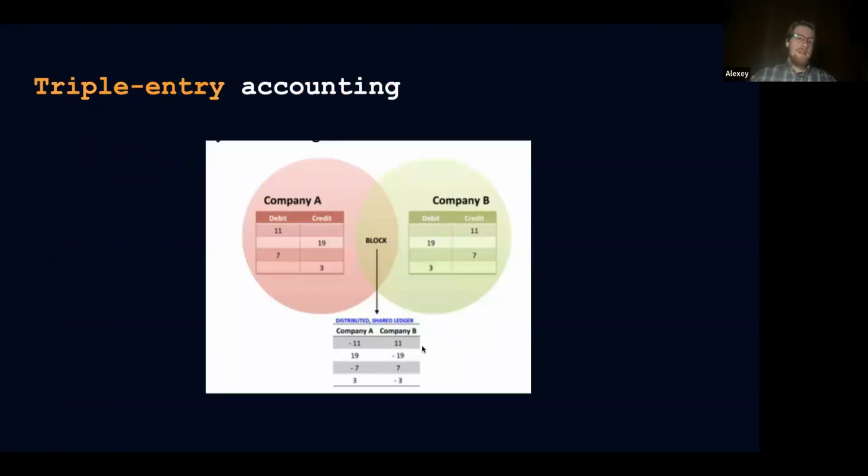Now, since we are talking about transactions, not only addresses, but transactions as well, let's talk about the concept which is called triple entry accounting. But wait, if we have triple entry, there should be double entry and single entry, right? And this is absolutely correct. Let's walk through each of them.